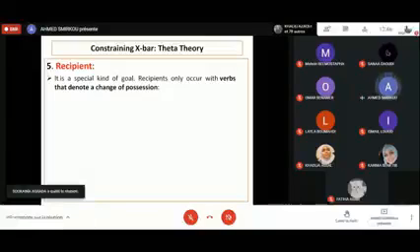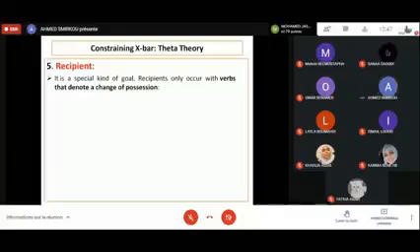Recipients only occur with verbs that denote a change of position. So the goal is the general term. Within goal, we have recipient. It's a special kind of goal. Okay, goal shows the direction of the action. The one that receives the action is the goal. Recipient is a kind of goal, but it occurs only with verbs that denote a change of position. Okay, here are some examples.